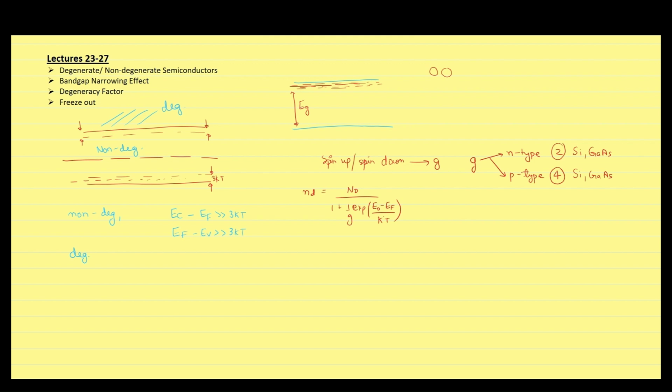After that, we discussed the freeze-out region and also derived the formula to find the relative number of electrons present at the donor energy level with respect to the total number of electrons present in the donor energy level and in the conduction band. And the formula comes out to be like this.